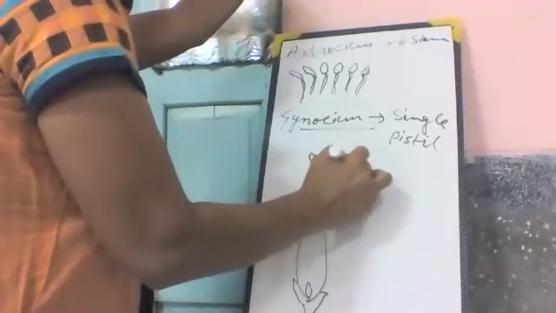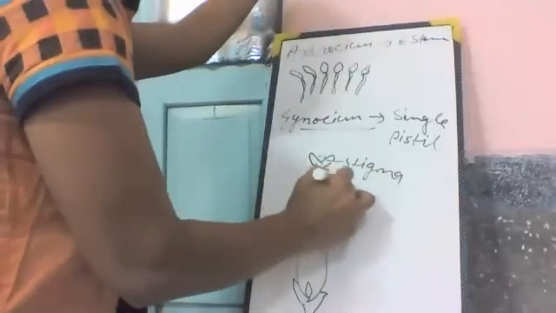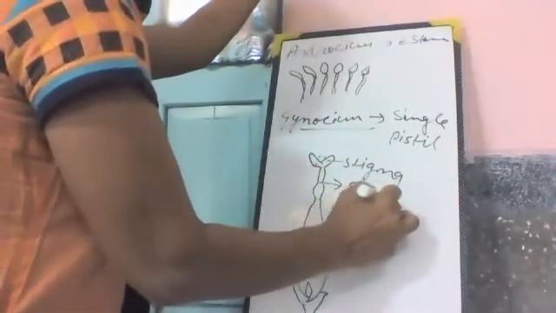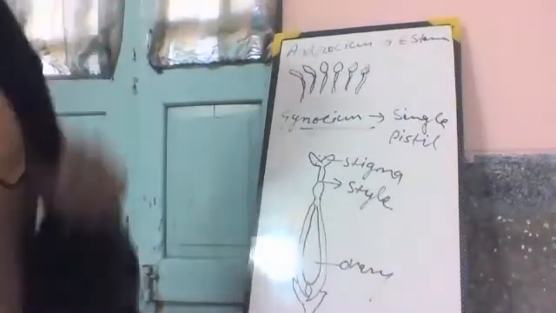This is the stigma. Style. Stem and ovary. This is the pistil of the mustard plant.